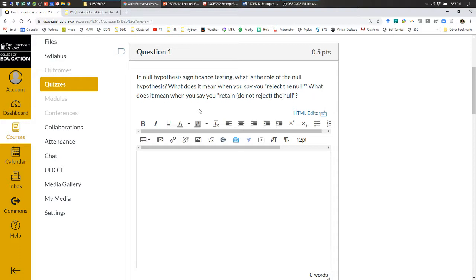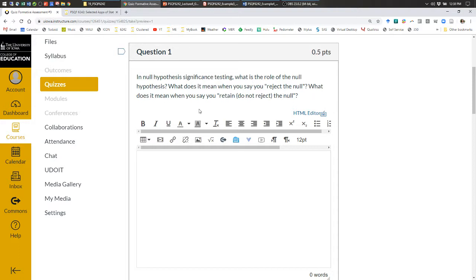So general question here. What's the role of a null hypothesis? Gives us something we can test against. Yeah, a benchmark. It can be no association. That's pretty common. If you're comparing, for instance, a mean or a proportion to some known value or some expected value, that's your null. Good. What does it mean if you say that you reject the null?